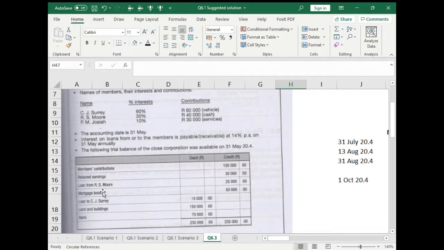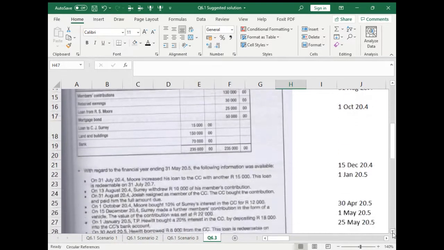Okay, then there's a loan from RS Moore. So RS Moore loaned money to the members, and then a loan to C. Sorry, so he borrowed money again from the members. And then they've got your land and buildings of 150,000, which will potentially be increased by revaluation. Okay, so if they revalue something, it would be land and buildings normally.